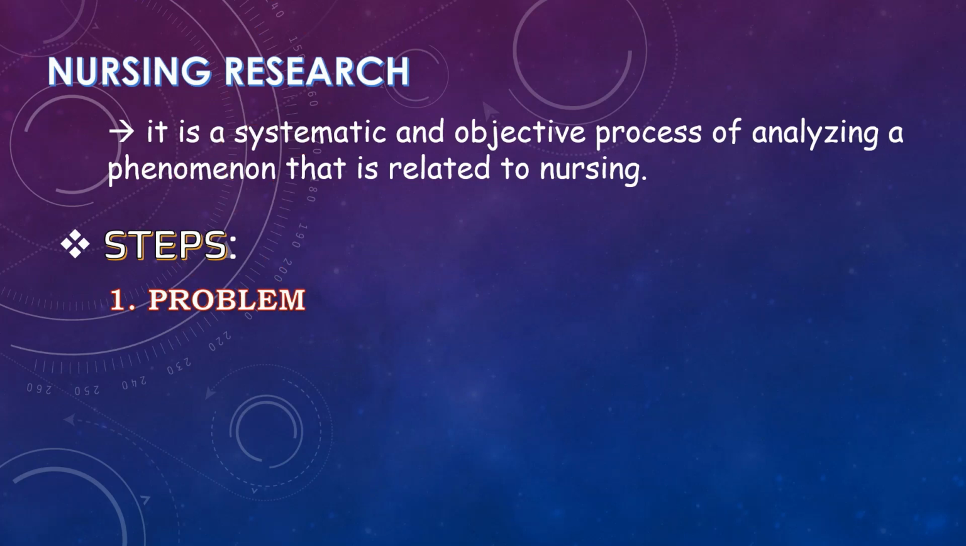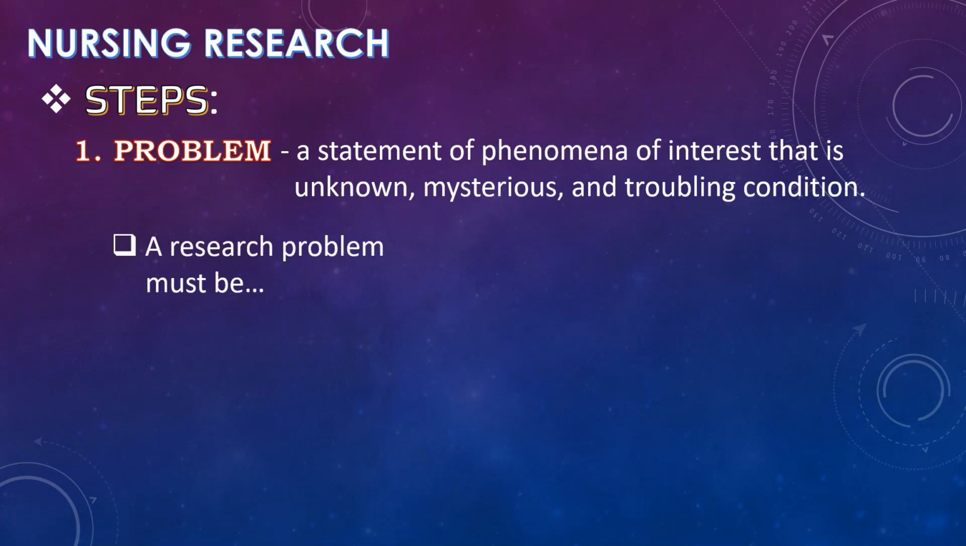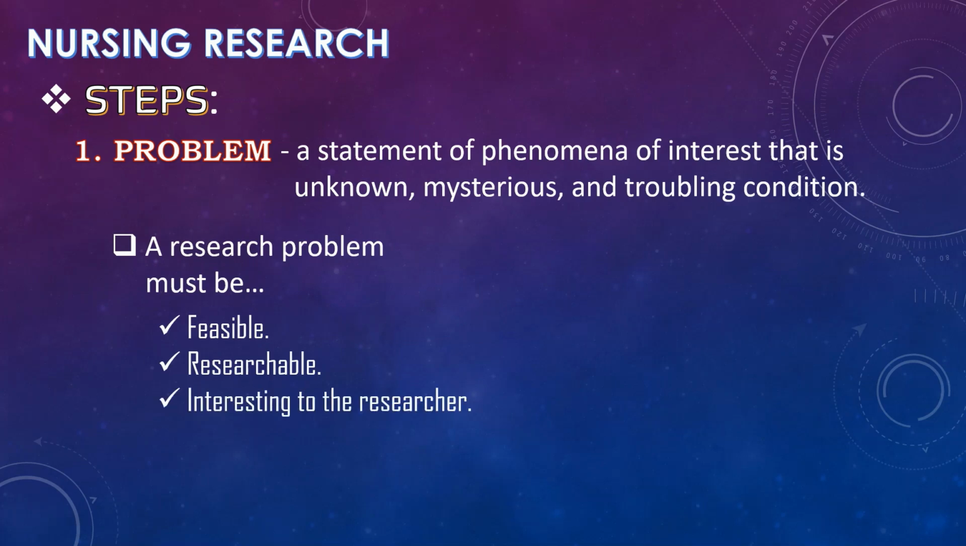First, problem. A research problem is a statement of a phenomena of interest that is unknown, mysterious, and troubling condition. A research problem must be feasible, which means the researcher should consider the time, money, resources, and ethics of the study. Next is researchable. Then, the researcher is interested in the study. It is significant.